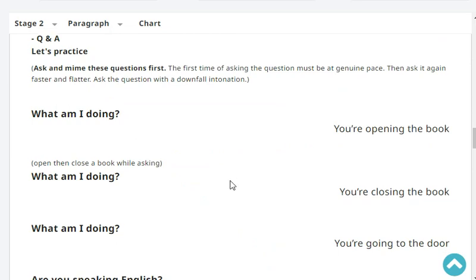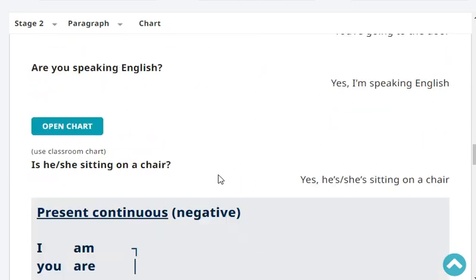What am I doing? You're opening the book. You are opening the book. What am I doing? You're closing the book. You are closing the book. What am I doing? You're going to the door. You are going to the door.